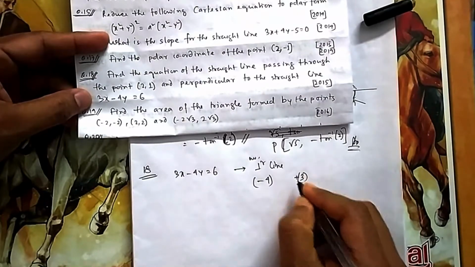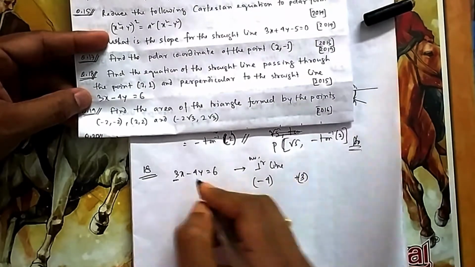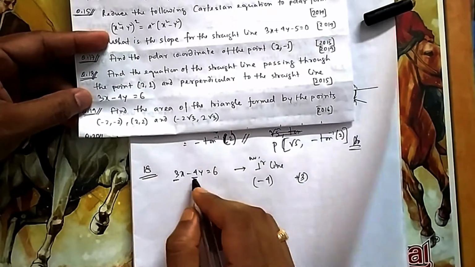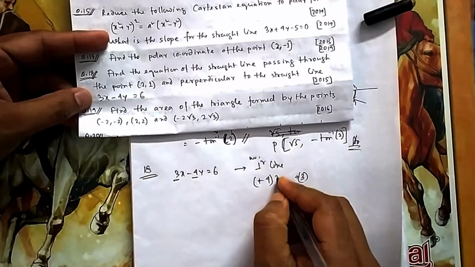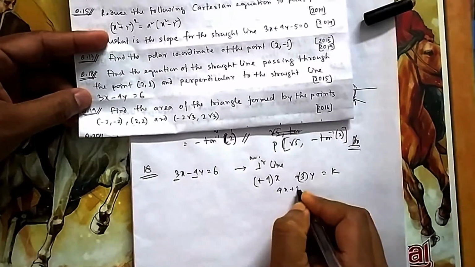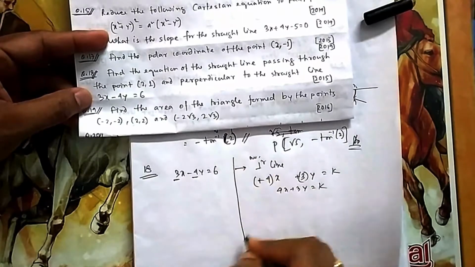So I have changed the coefficients. It is plus 3, it is minus 4. I have changed the positions of x and y. And any one of the signs you change. So I change this sign because minus I make it plus, and then it is y. And let it be k. So it is 4x plus 3y equal to k. So this is the shortcut actually.